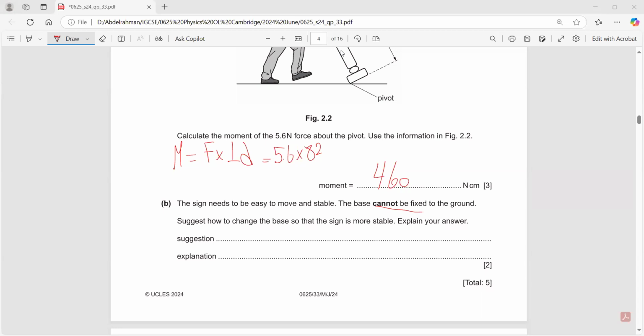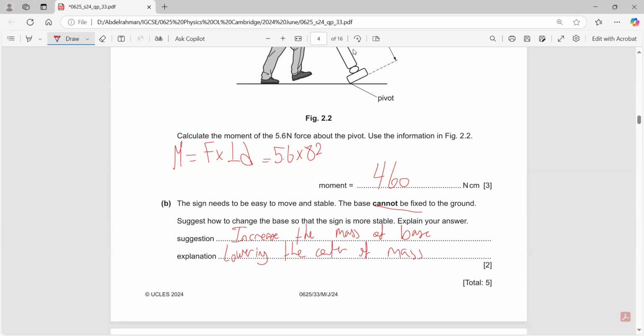So if I increase the mass of the base, that's the solution. Suggestion: increase the mass of the base. The explanation is that if you increase the mass of the base, you're now lowering the center of mass. You might want to say, can I increase the area of the base? You might think about that.